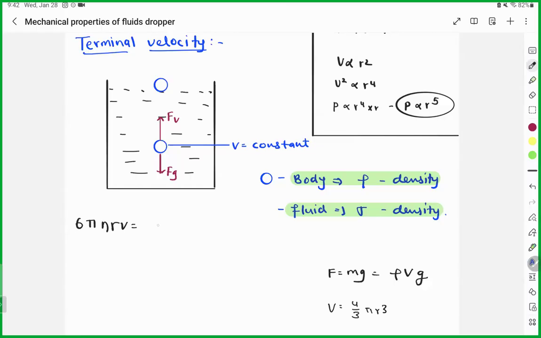So what will happen in this case? 4 by 3 pi r cube, this is the volume. Density is different. Body density is more. That's why density of the body minus density of the fluid, and g gravity. Tell me guys, any doubt?